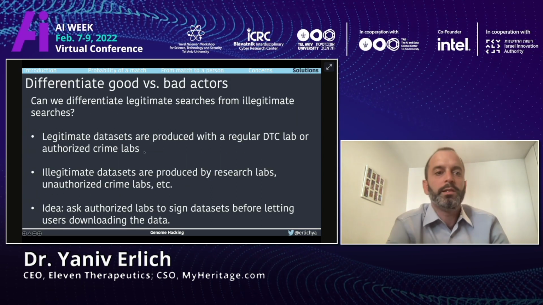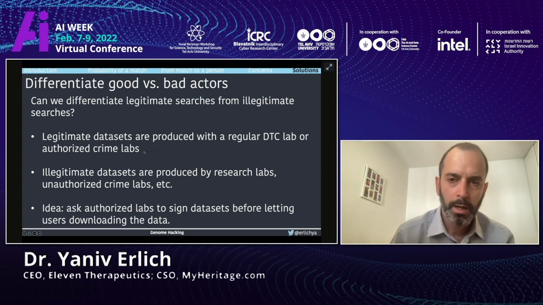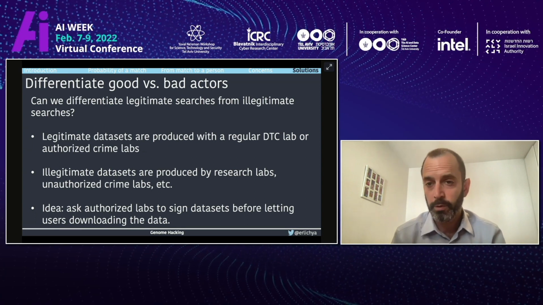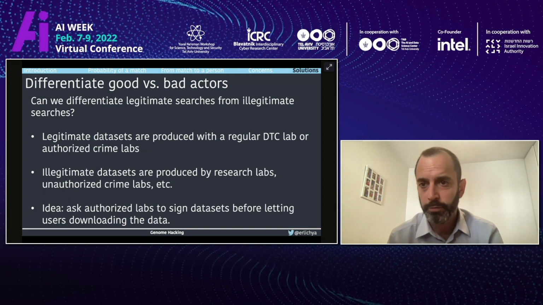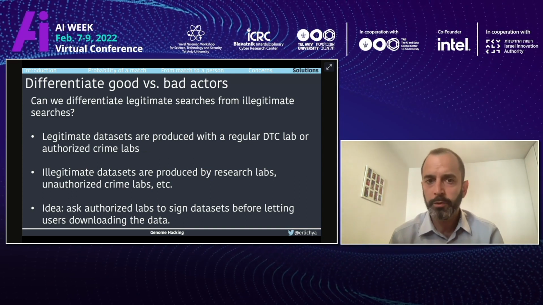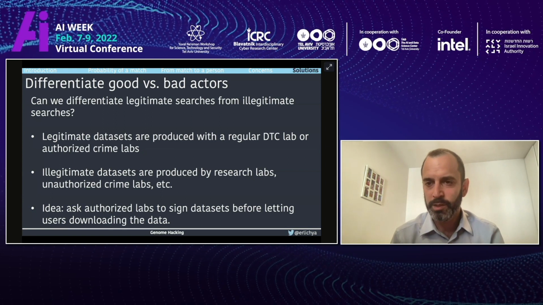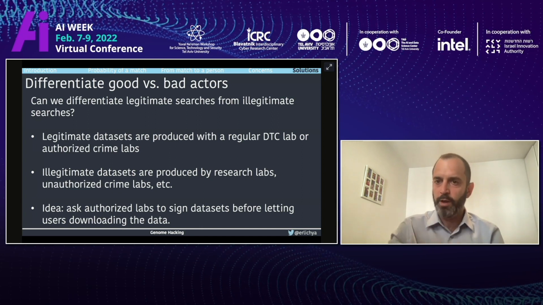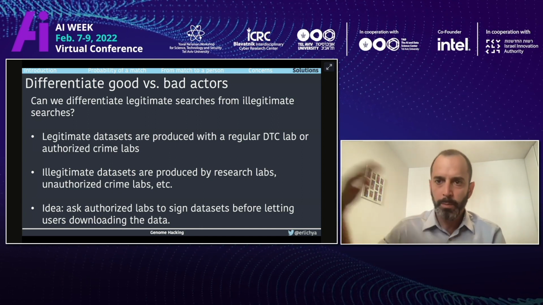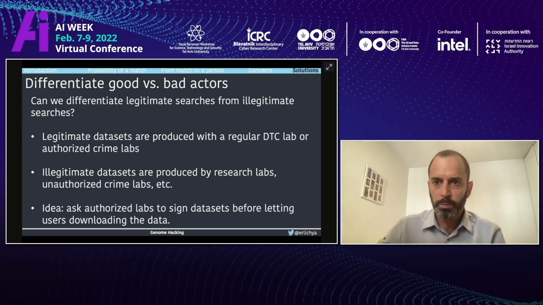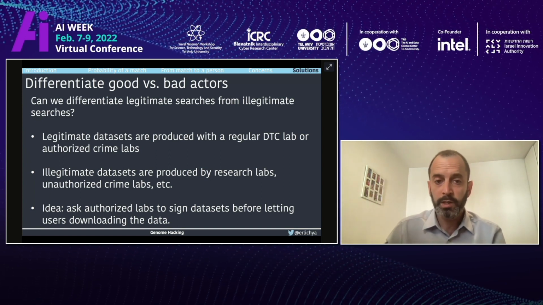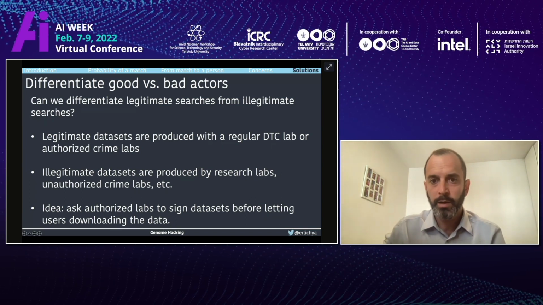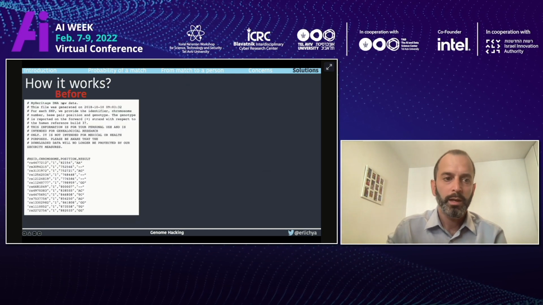One thing that we suggested is to differentiate between the good and the bad actors. These genetic data sets that you can download are produced by a handful of legitimate labs. There are only a handful of providers. What if all these providers sign the genetic data they publish using a cryptographic signature, with a private key, and publish the public key online, so these third-party databases can verify that the genetic data was produced by a legitimate lab and not by an illegitimate lab. How would it look? Super simple. Here's the genetic data.